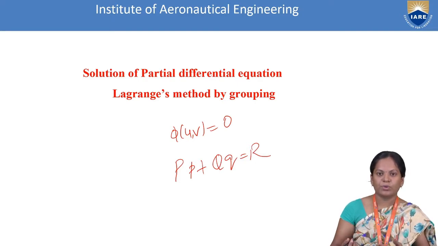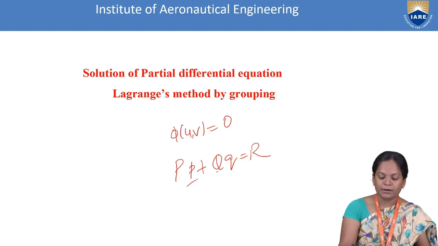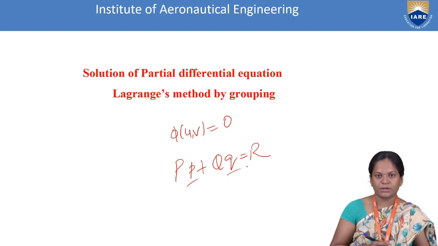So, what about P, Q, R? These capital P, Q, R are nothing but functions of x, y, z. Small p and small q, we already know, are first order partial derivatives. So, Pp plus Qq equal to R is nothing but a partial differential equation, a linear partial differential equation. Now, we have to take the solution of this partial differential equation.